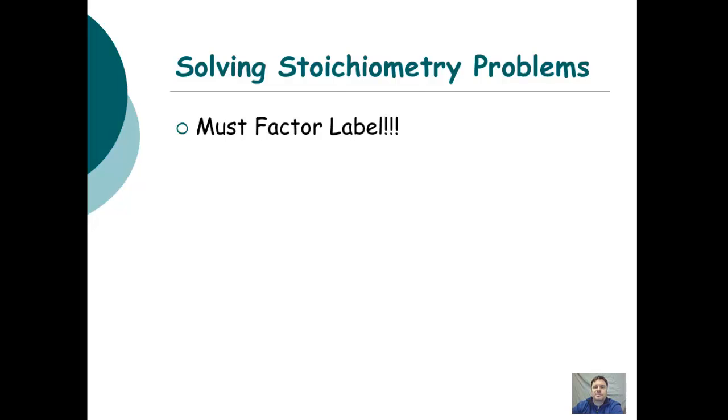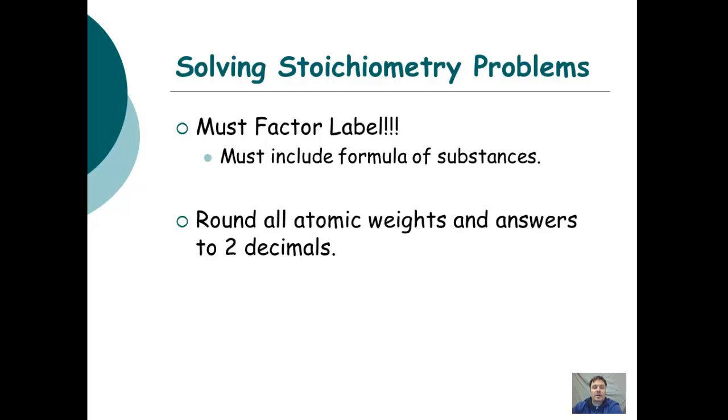Okay, so first part of solving factor label or stoichiometry problems is you must factor label. There's no, can I do it this way? No, you must use our factor labeling. We need to see how one substance changes to another. With that, when you factor label, you must include the formula. So 12 grams NH3, 12 grams CO2, whatever. You must include the substance because we're going to switch from one substance to another, and we must see where they end up canceling each other out. And as always, remember, round all atomic weights and answers to 2 decimal places.